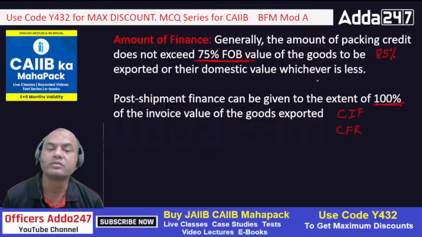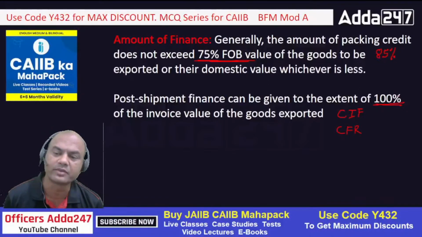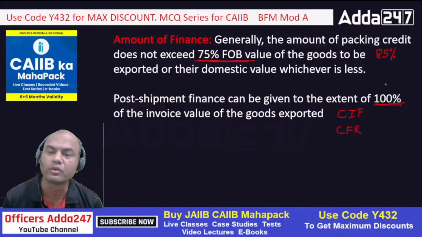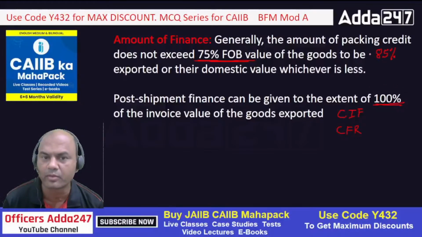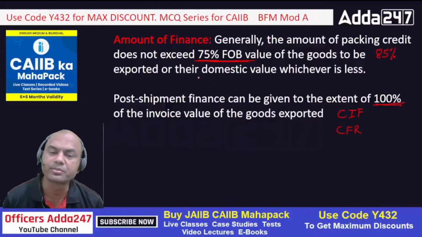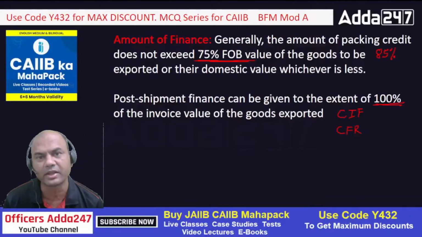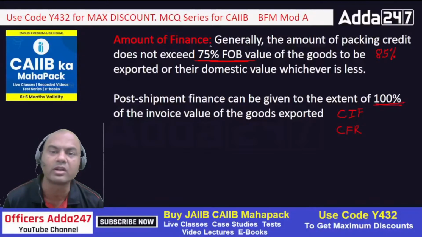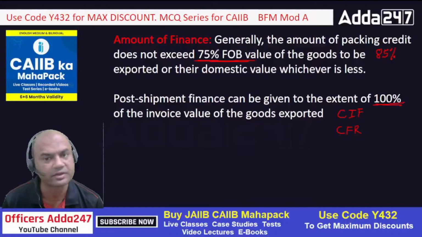Okay. So post shipment finance is always given 100%. Only two things which you need to remember over here are: post shipment finance is given to the extent of 100%, and pre is generally given to the extent of 75% of the FOB value. In exam also, if you get the question, take 75 because all your books contain 75%. Got it?